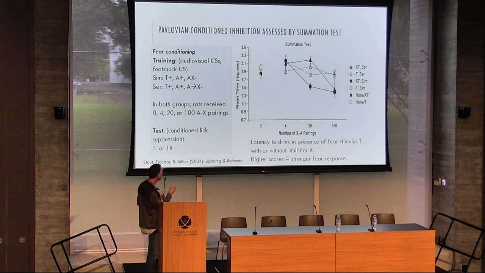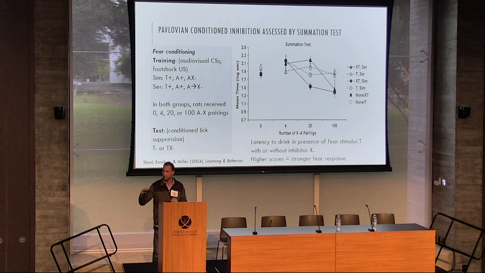We see if there were no AX trials, X does not inhibit responding to T, the strong fear. If only 4 trials of AX had been given during training, then at test, also, X does not seem to inhibit the excitatory fear response elicited by T. With the simultaneous procedure, now we see that 20 trials of simultaneous AX minus presentations was sufficient to significantly inhibit the fear response, and as does 100 trials. Whereas in the serial condition, it took up to 100 trials before it passed this test of inhibition.